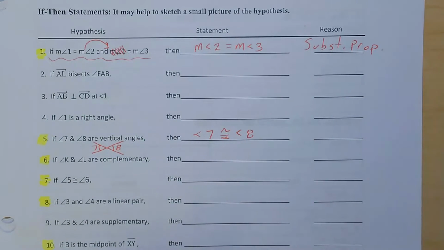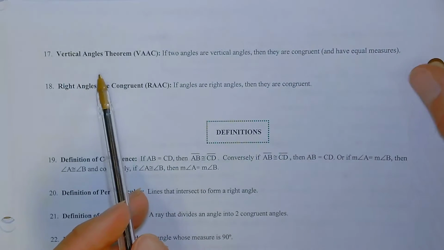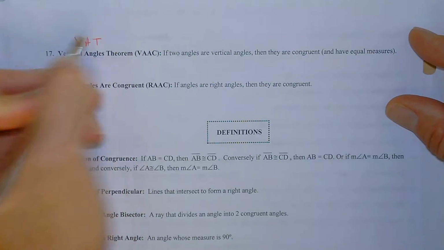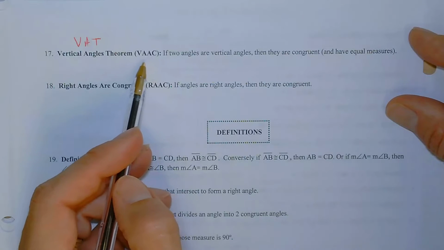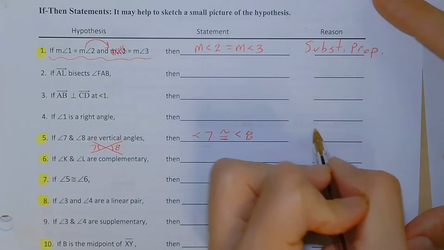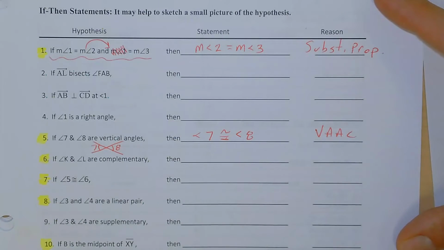And the reason is, we're going to find that, it's on the back side, it's number 17. It's called the vertical angle theorem. So you can either write VAT for vertical angle theorem, or you can do this fun little acronym, which is VAC, which stands for vertical angles are congruent. I like to use VAC, but you could call it VAT if you want to also. So I'll just say VAC, vertical angles are congruent.